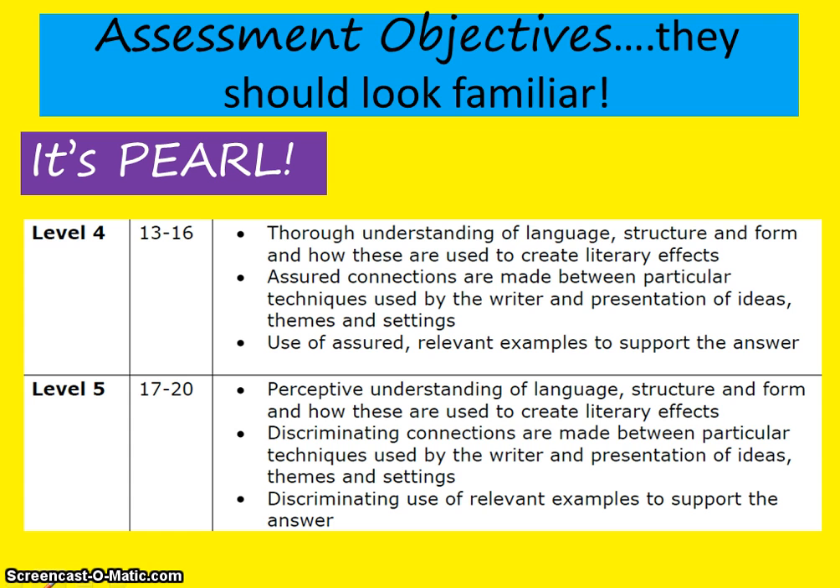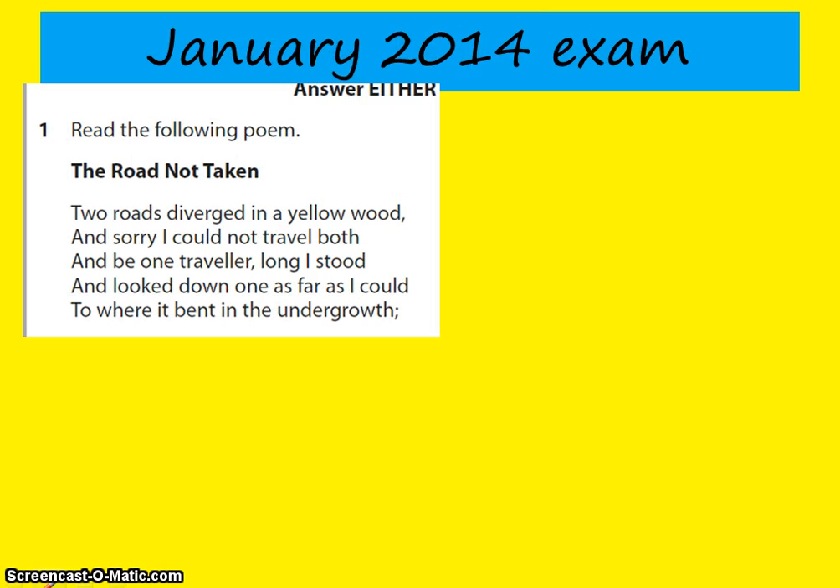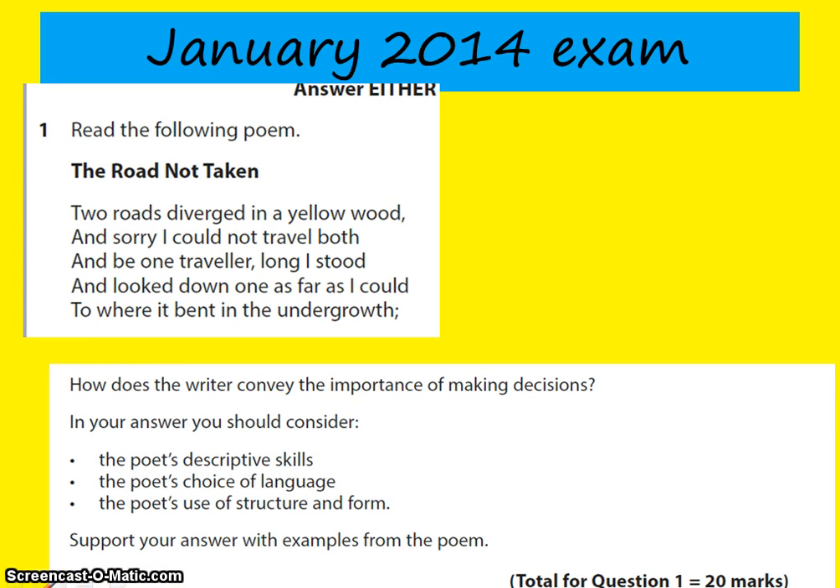You're going to be analyzing the language, the structure, and the form, and you're going to emphasize the ideas, the themes, and the settings of the text. Now, this was the January 2014 exam. To give you an idea, students could choose to read the poem, which was The Road Not Taken, and then answer this question: how does the writer convey the importance of making decisions?